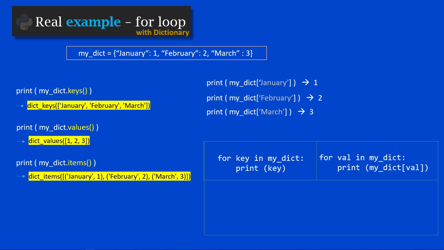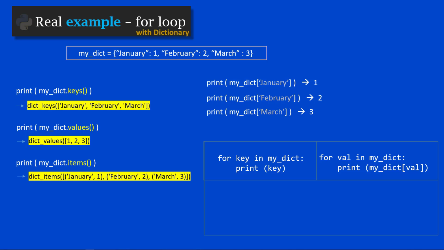And in case you want to get the values, by providing the key: for val in mydict, print mydict with the key in square brackets. Whatever key is there, the corresponding value will be displayed, because we are interested in finding the values. So the first will give you the keys, the second will give you the values.